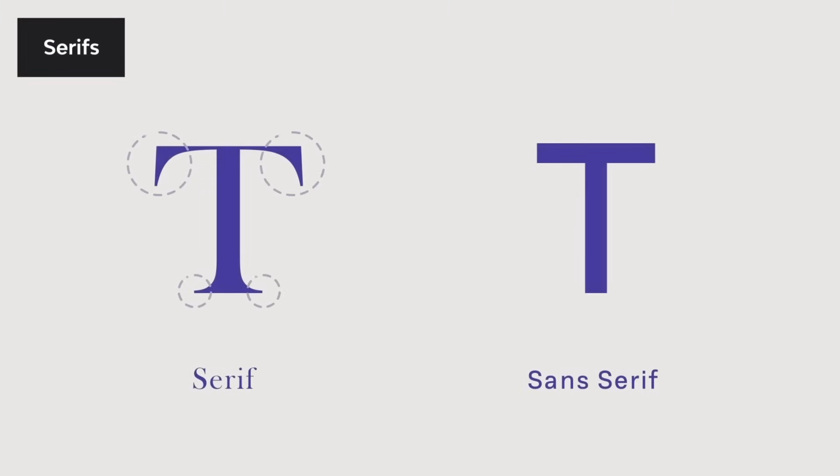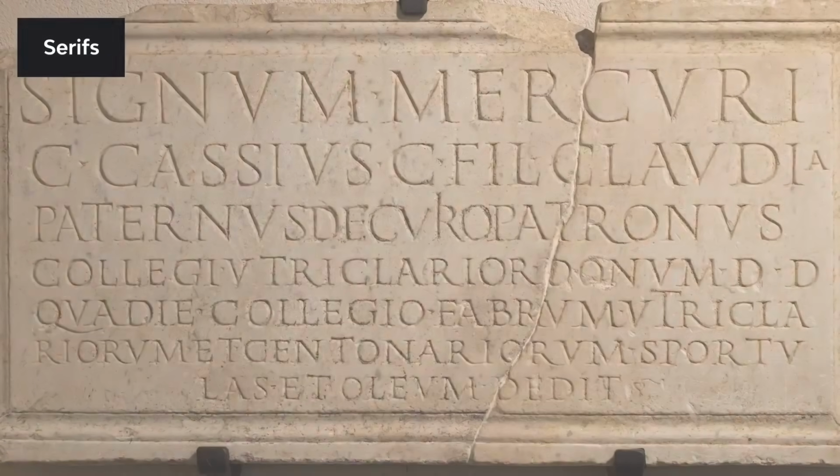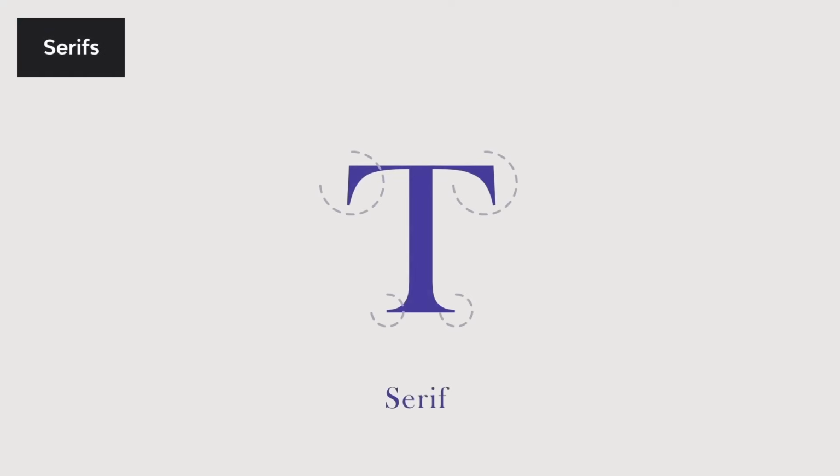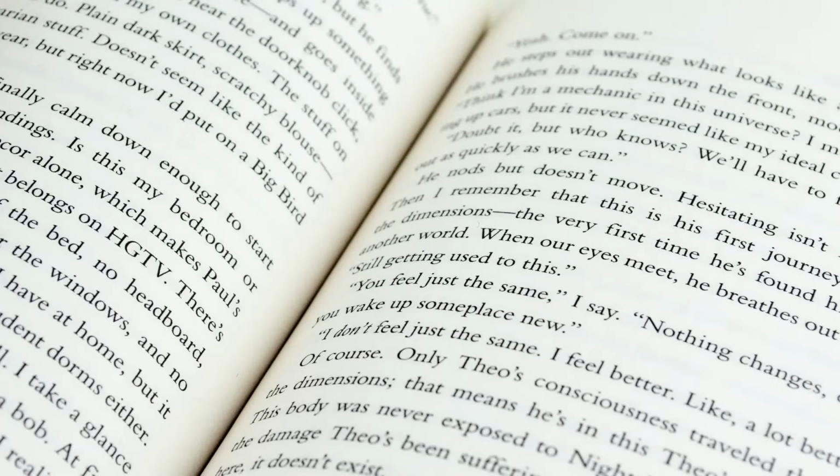Serifs are small feet at the end of a stroke on a letter. Going back in history, characters used to be created by chiseling on stone. The chisel created small feet at the end of each stroke. Serifs help the reader follow the letter forms easily, making them highly legible. Serif fonts convey a very traditional vibe. You can find serif fonts being used in long-form copy, like books, magazines, and newspapers.